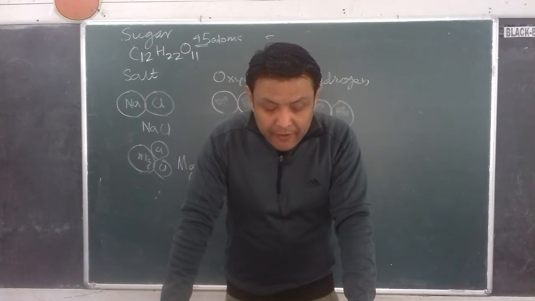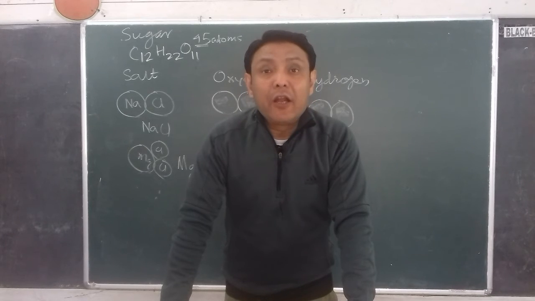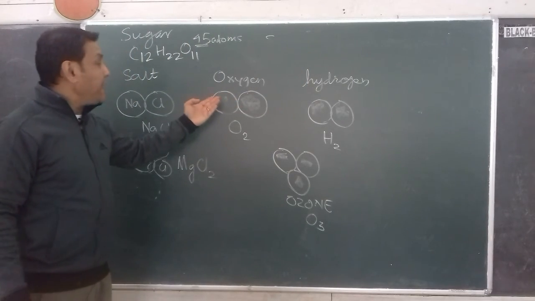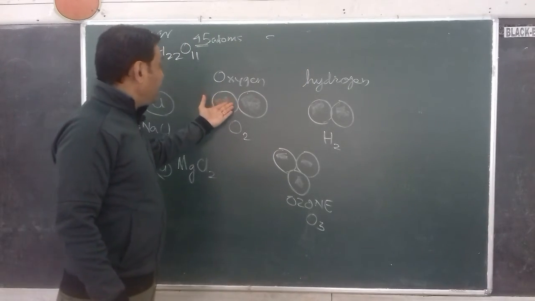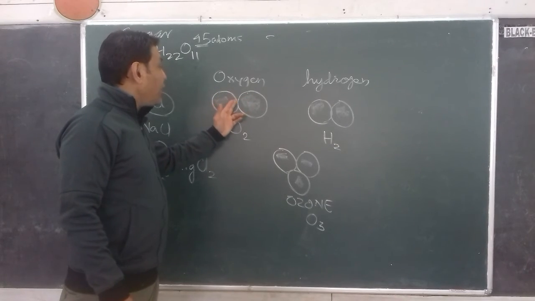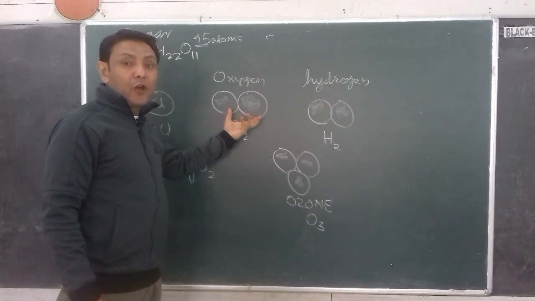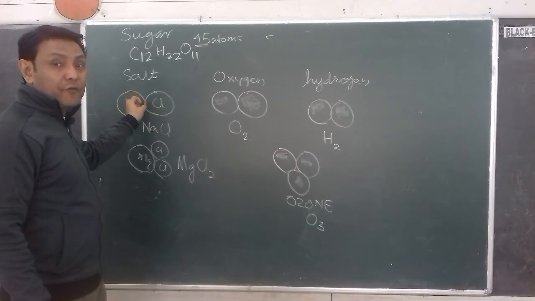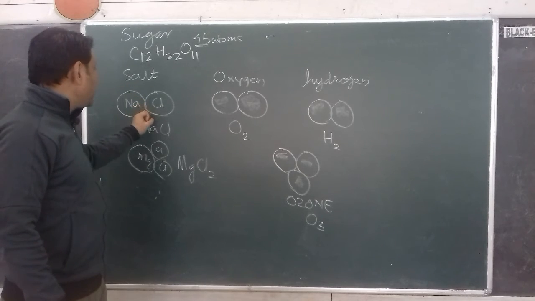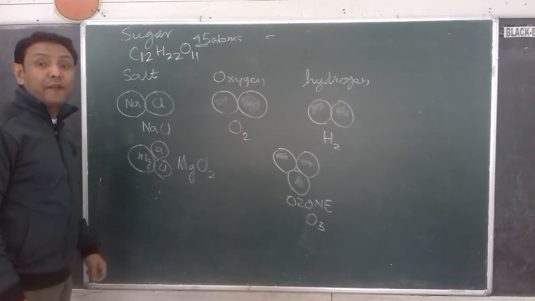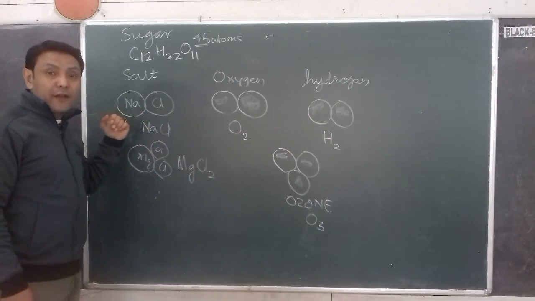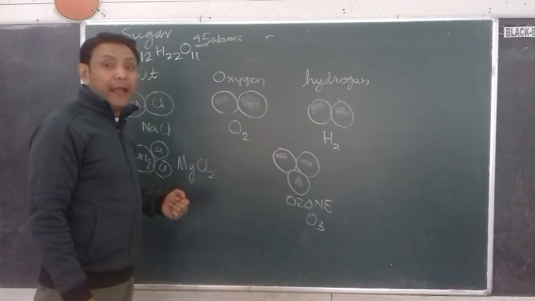Atoms in a molecule are held together by chemical bonds. We'll talk about chemical bonds. If atoms of non-metals combine together, they form covalent bonds, whereas atoms of a metal and a non-metal combine and are held together by an electrovalent bond. There are two types of bond: one is the covalent bond and the other is the electrovalent bond. We'll do that in class 8.